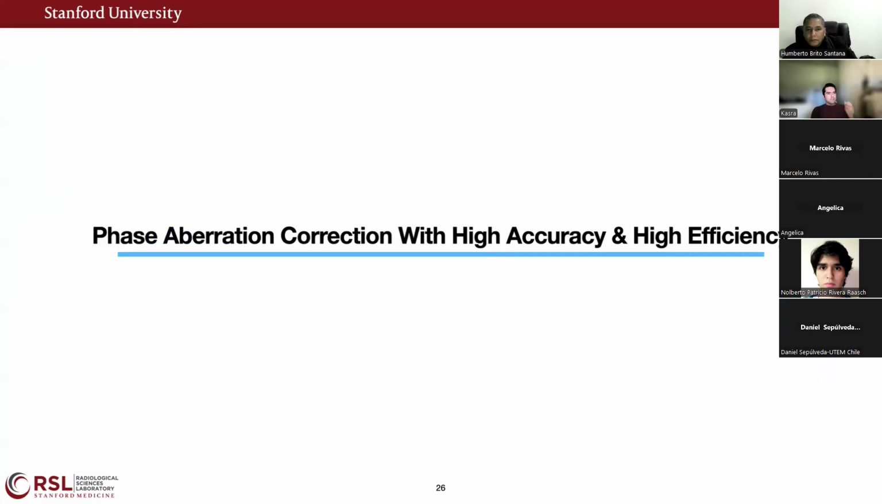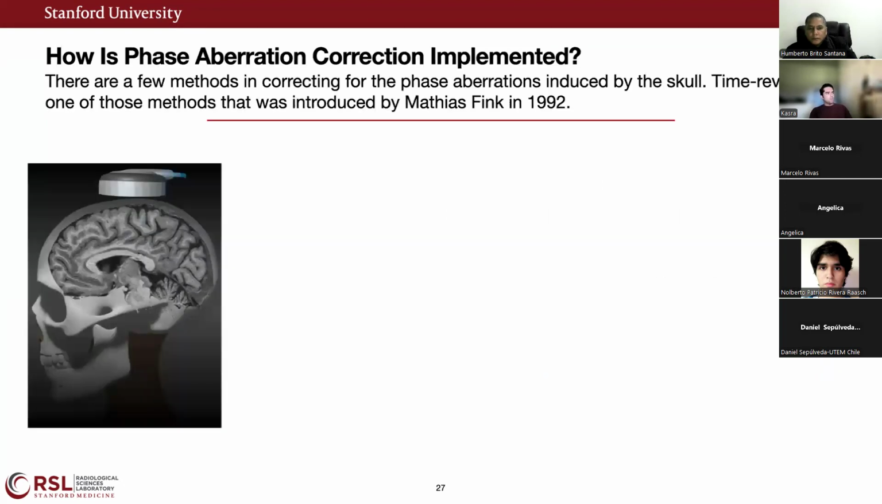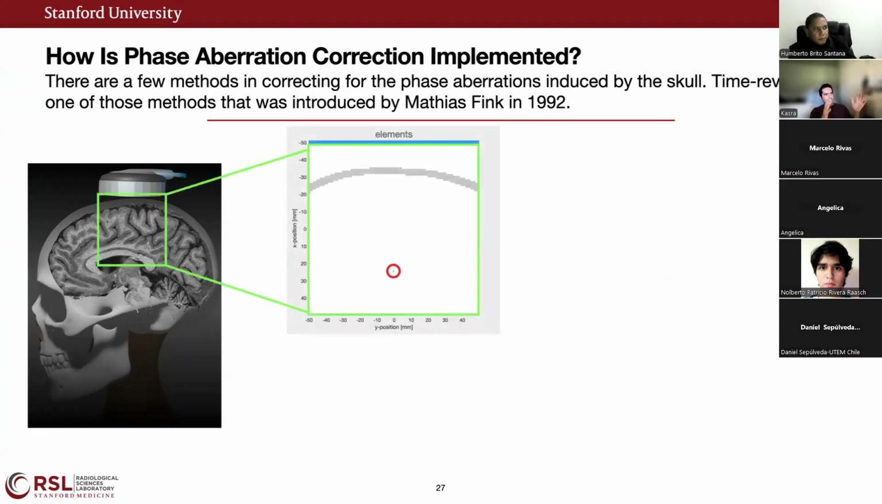Now, the second part of the talk is about phase aberration correction with high accuracy and high efficiency. Earlier, when I showed this animation and I mentioned how we have to apply phase delay so that we have that constructive interference at the focus, I didn't explain how it's done. One of the gold standard ways of doing this is time reversal. So the way that works is you take the CT scan of the brain, assume this gray semicircle that you're seeing is a CT, is a toy model, obviously, here.